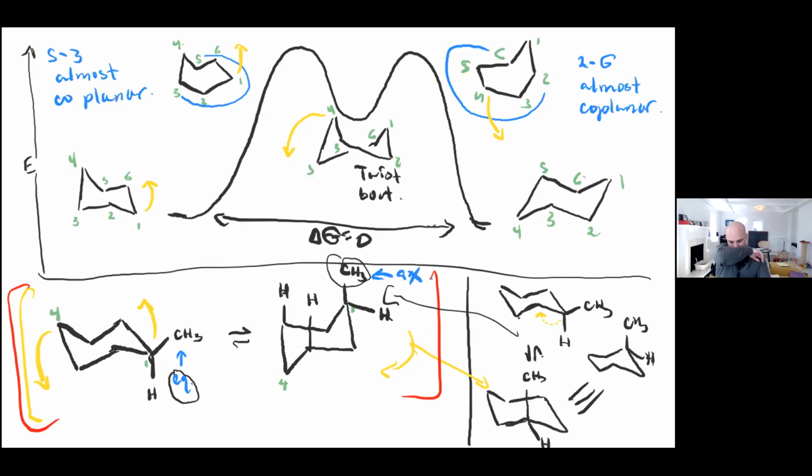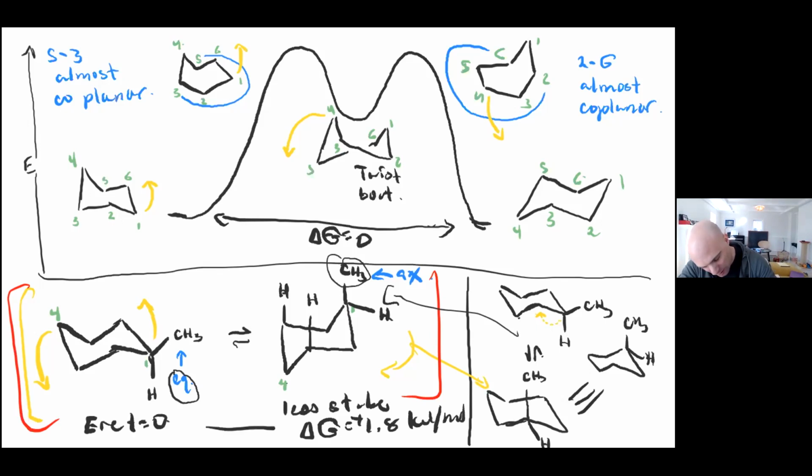And as it turns out, the axial orientation of a methyl group in cyclohexane is less stable. And less stable, the delta G is about 1.8 kcals per mole. So it's plus 1.8. If we call this 0, this one is 1.8 kcals per mole higher in energy, okay?